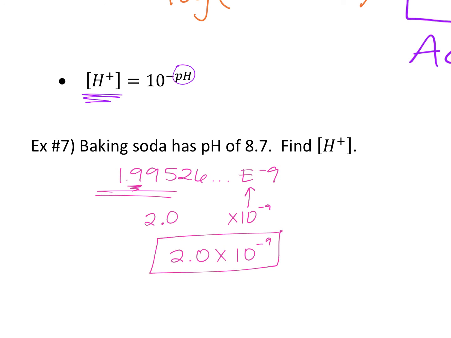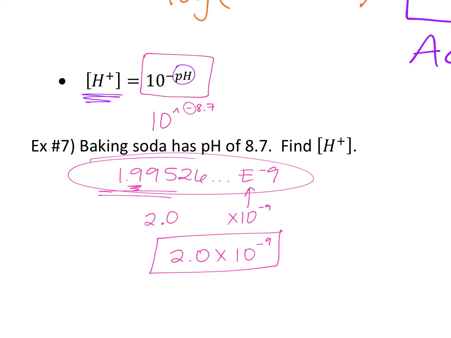Is anyone not getting this when you plug it into your calculator? No? Okay, so you're going to take your calculator, go 10, and then the little caret, to the negative 8.7. Is that what you plugged in? Okay, try that real quick. So 10 to the negative 8.7. Are you still having trouble plugging the negative in? No log. It's just 10 to the negative pH.